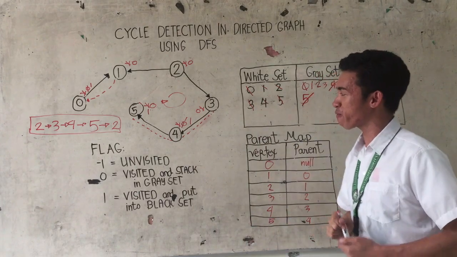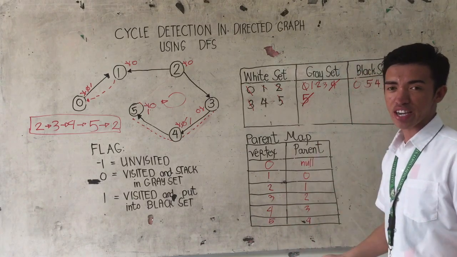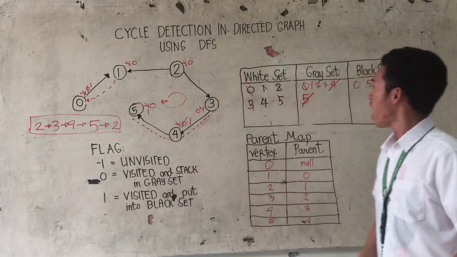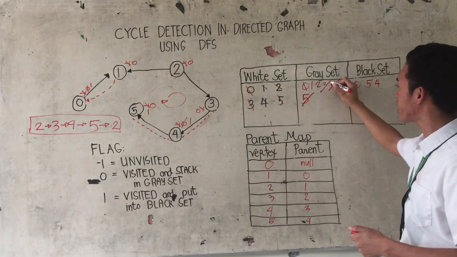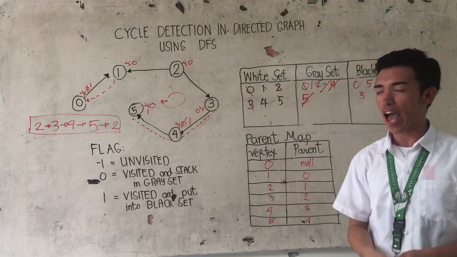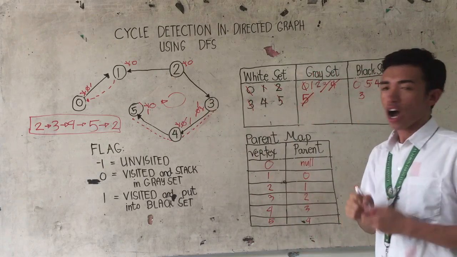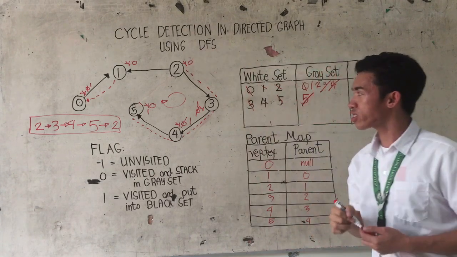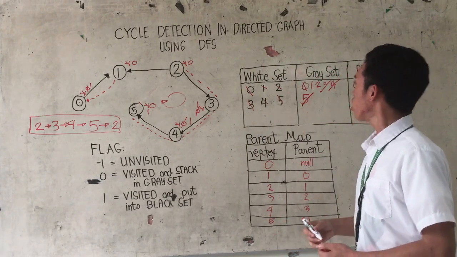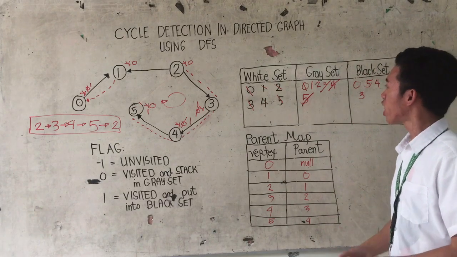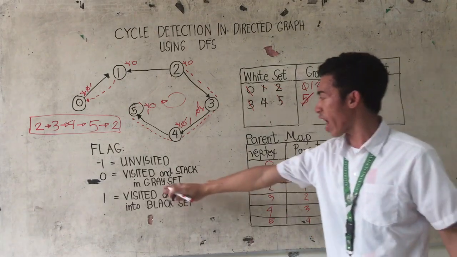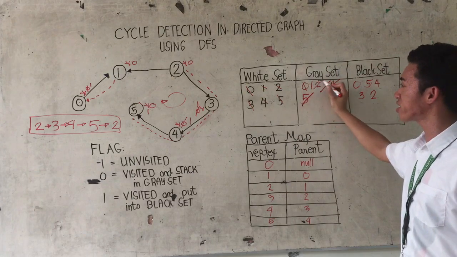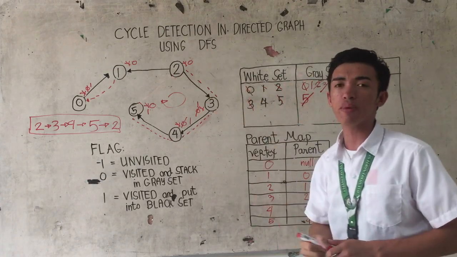We already finished backtracking from 4 to 3, and now let's see where 3 is located. Since 3 is in the gray set, which is already visited in our graph, let's pop 3 and transfer it to the black set. And also, we will change the flag to 1. Another backtracking is observed from 3 to 2. Since 3 and 2 have a backtracking, 2 is now located in the gray set. Since 2 is in the gray set, it is already visited, so it will be transferred into the black set and popped from the gray set. And the flag of 2 will be changed into 1.